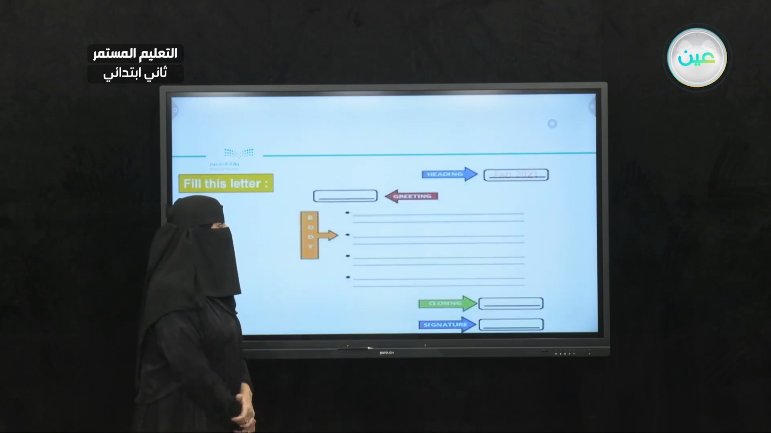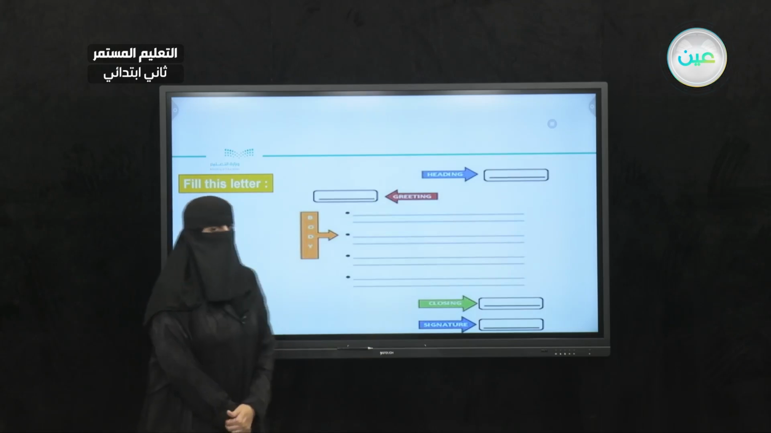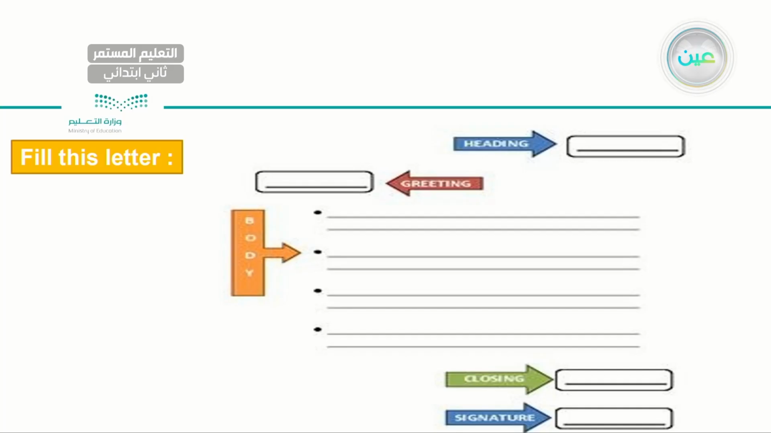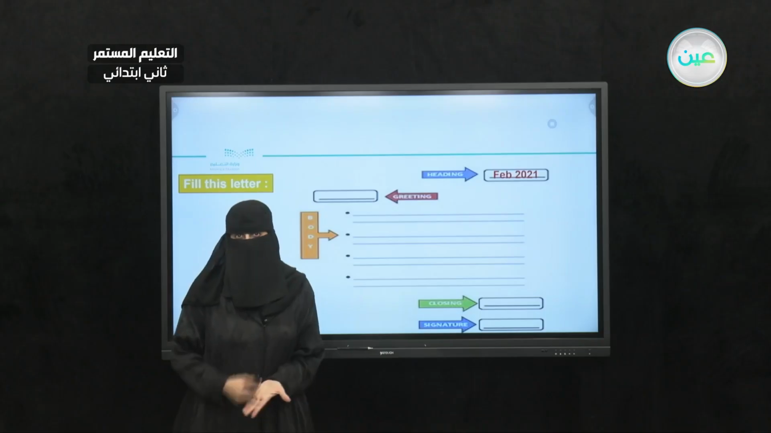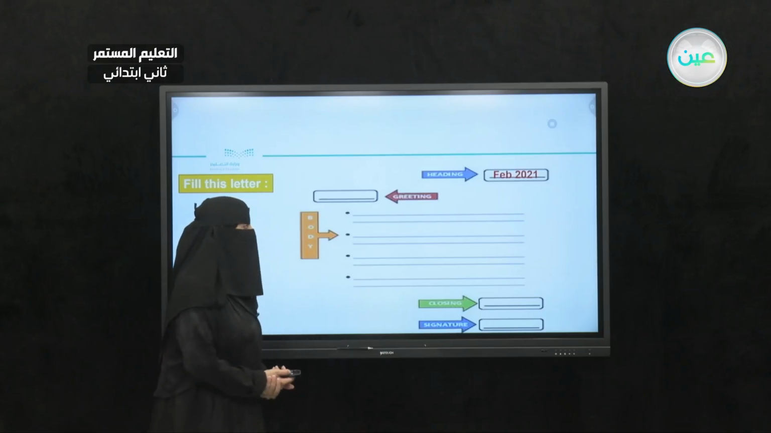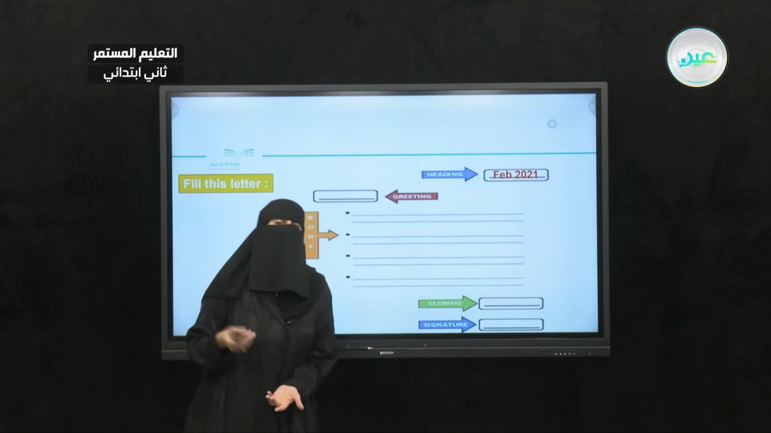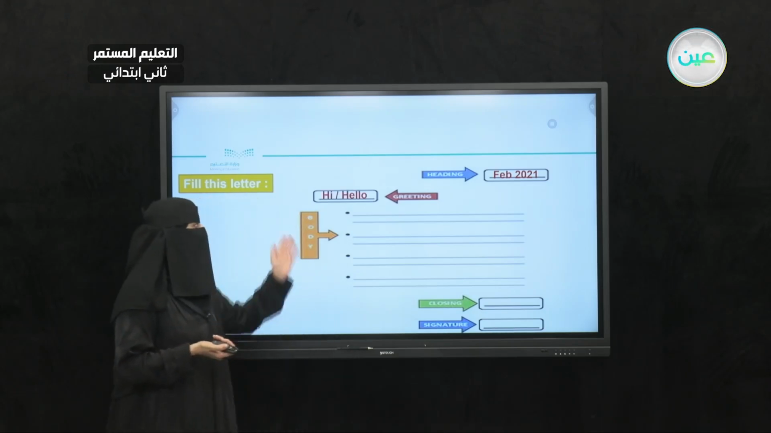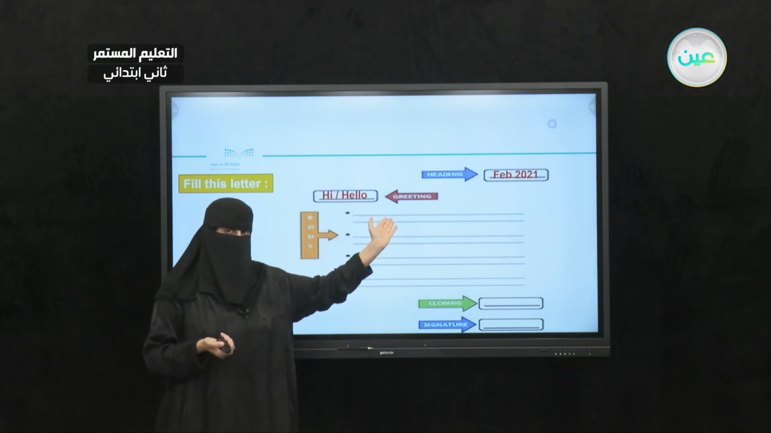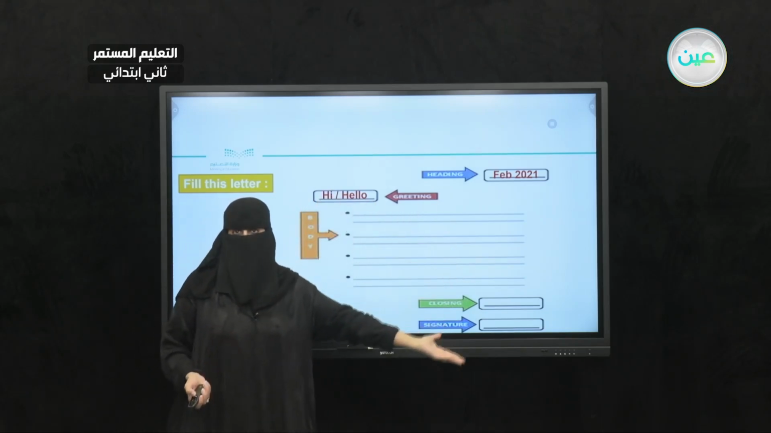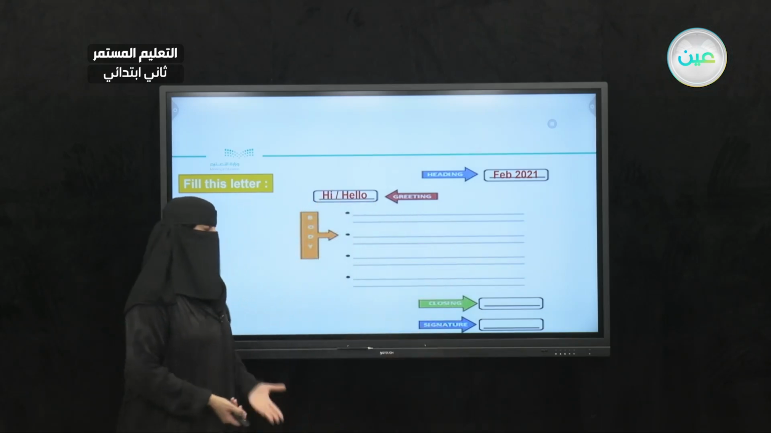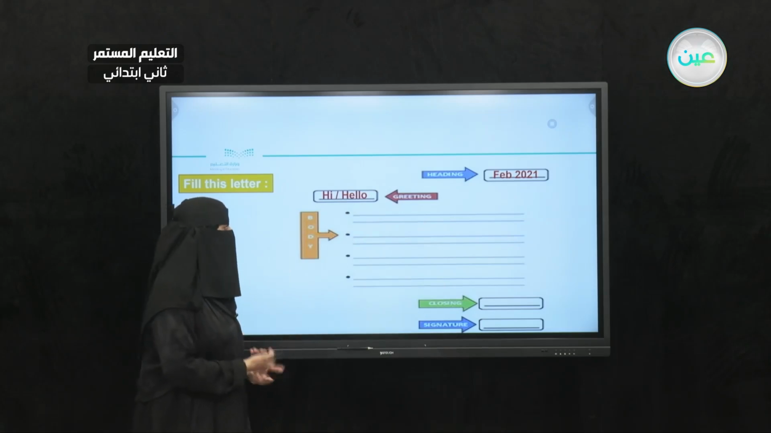Now, here, let's fill in this letter together. Let's try to write, for example, the heading, February 2021. For example, this is the date that we wrote our letter in. And then how do I write the greeting? How do I start my letter? By saying hi or hello and the name of the person who will be reading our letter. Okay, hello Sarah, hi Ahmed.